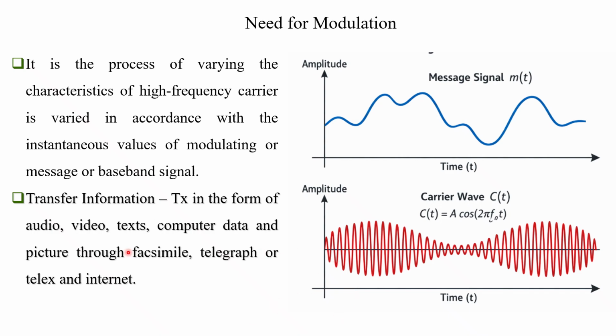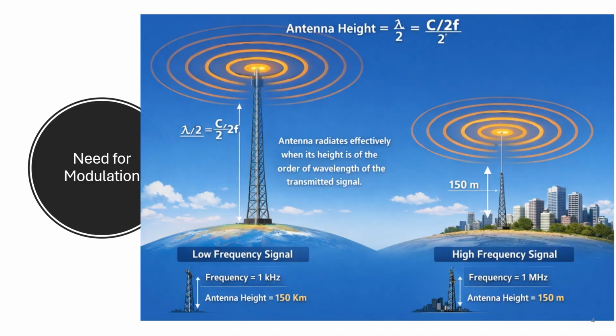The information transmitted may be in the form of audio, video, text, computer data, pictures, and all these are applications for transmitting information. Now, some more important applications: why are we using modulation?